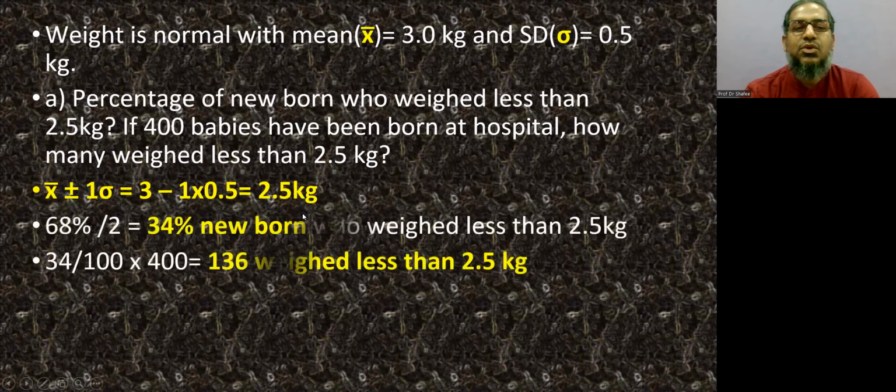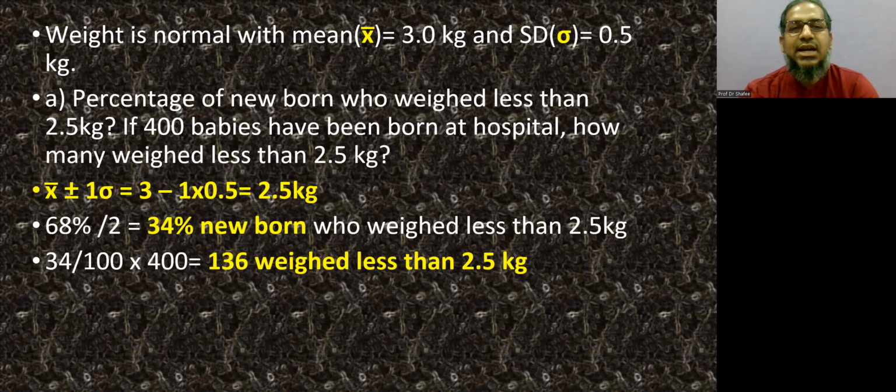And from the normal distribution, we know that 68% of the observations will fall in the range of mean plus minus 1 standard deviation. We have to make it half for the negative side, because we have to calculate the percentage of children below 2.5 kg weight. So 68% will be between plus minus 1 standard deviation. If we take only minus 1 standard deviation, it will be 68 divided by 2, that is equal to 34% of newborn babies will be born with birth weight less than 2.5 kg.